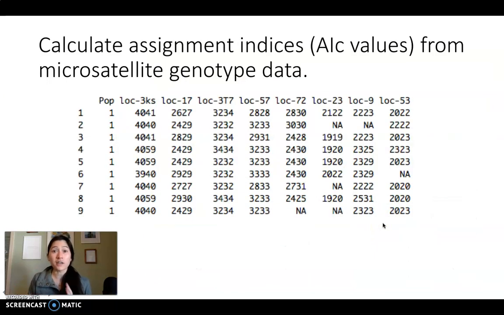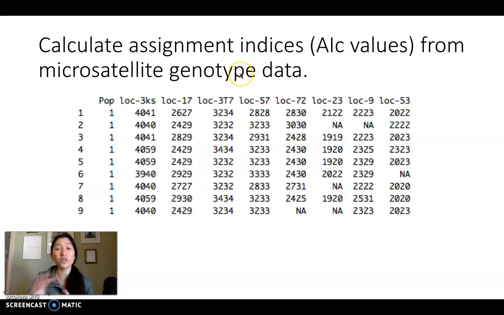So they used these 8 different microsatellite loci, obtained genotype data for all 140 individuals, and then with that microsatellite genotype data, what they did is calculate assignment indices, or AIC values. The C means that it's corrected, so that's a certain thing that's done in the statistical calculation of this, so we're using corrected AIC values technically.